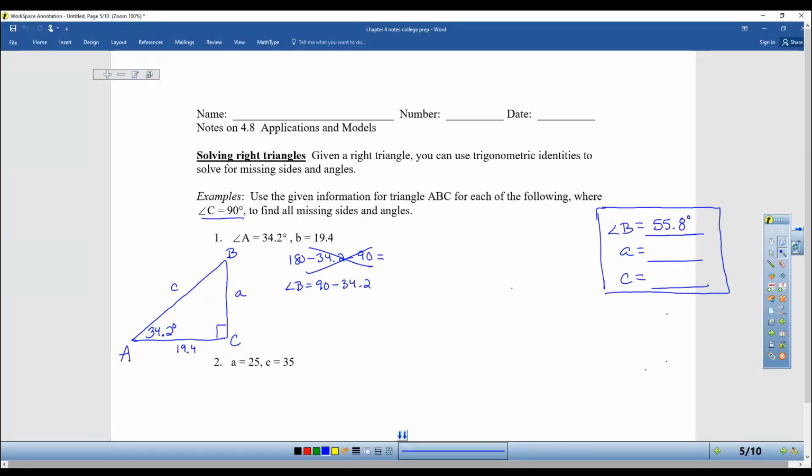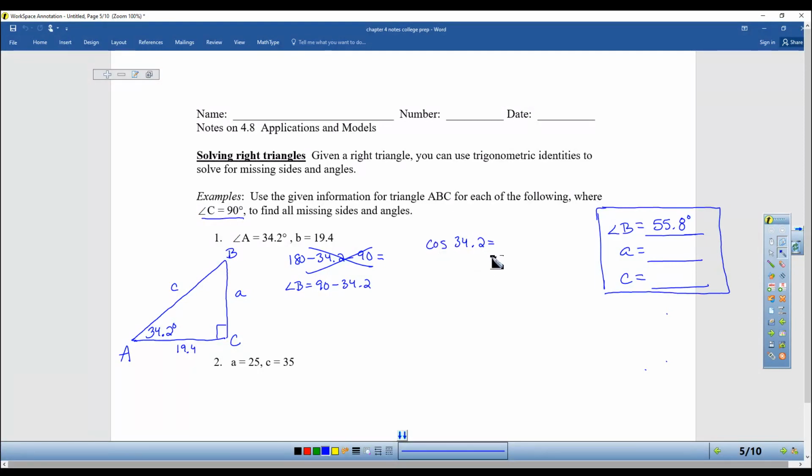So now we need to get sides A and C. And the way that we're going to do that is we're going to know that sine of 34.2 is equal to opposite over hypotenuse. That didn't work at all, did it? Because we don't know either of those. So you do have to choose wisely. Sine is not the best choice. Which function will use this 19.4? Cosine will.